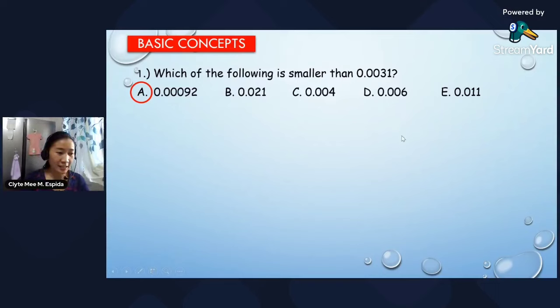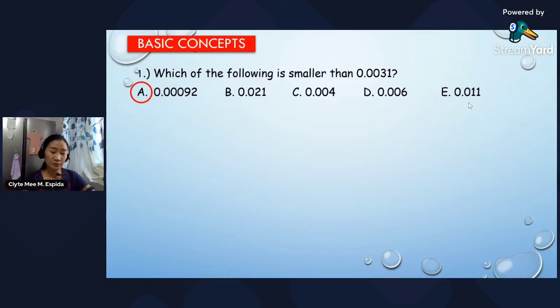I hope you got it right. So B is not the answer. So you have 0.021, 0.004, 0.006, 0.011 are all greater than 0.0031. Okay, congratulations for those who answered A. At least walang naligaw. Lahat ng sagot ninyo is A.